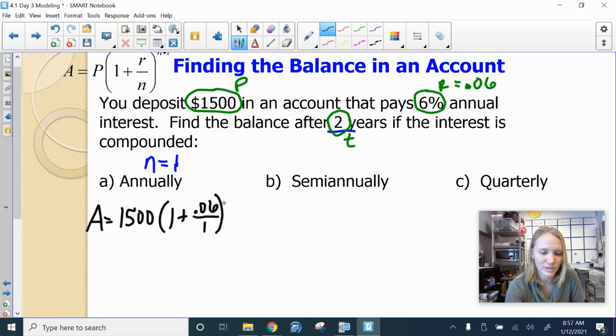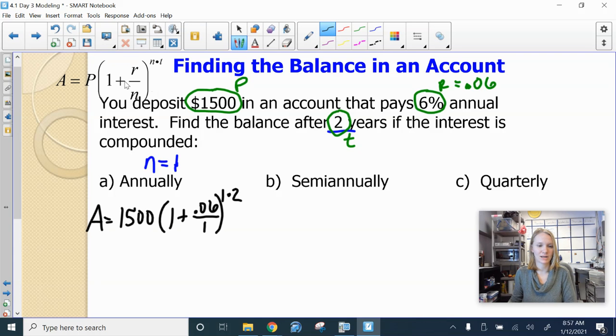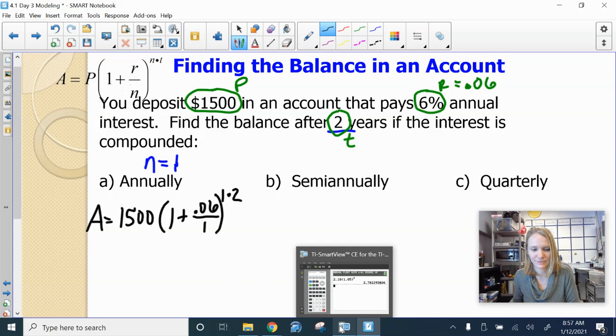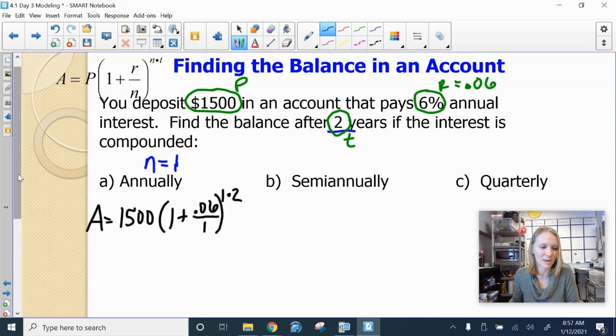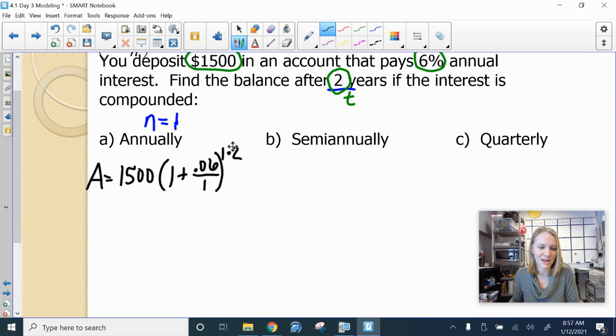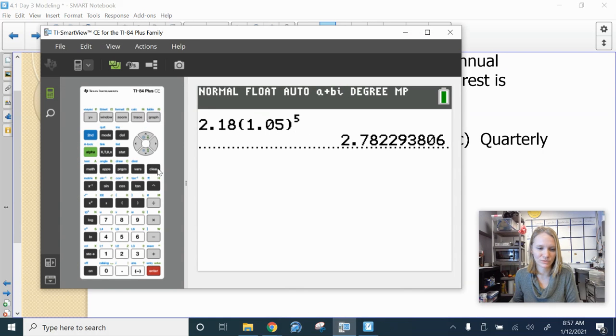0.06 divided by 1 is still 0.06. And then raised to the N times T. T is our 2. So just plugging it into that formula right there. You could work this out a little bit if you want, or you could type the whole thing in your calculator all in one go. The one thing I would recommend maybe is calculating out your exponent if you need to.